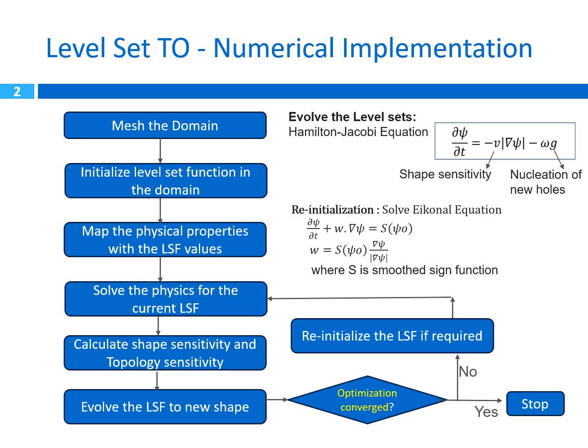In the middle term, V accounts for the shape sensitivity, which also represents the velocity of propagation of the existing holes, and which is multiplied with |∇ψ|.